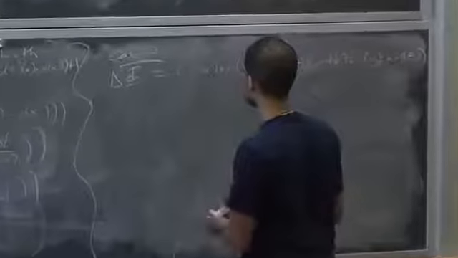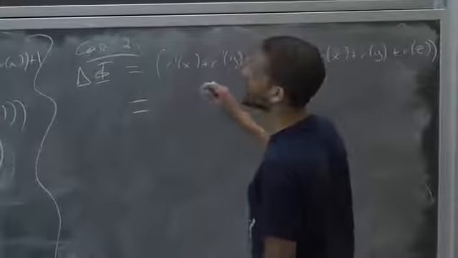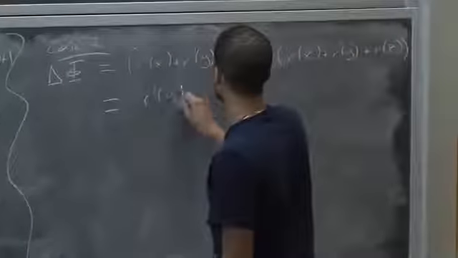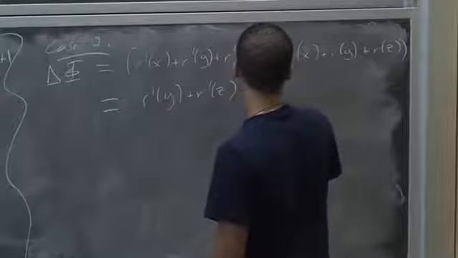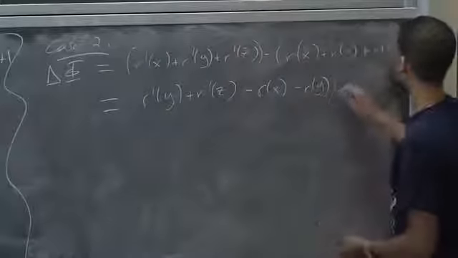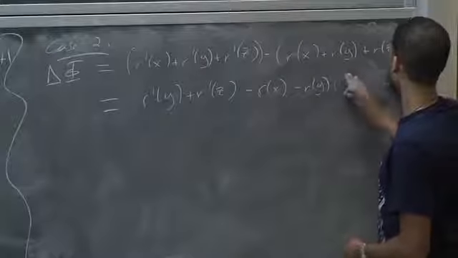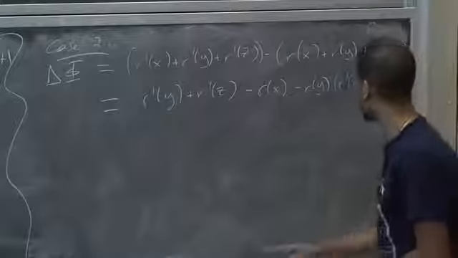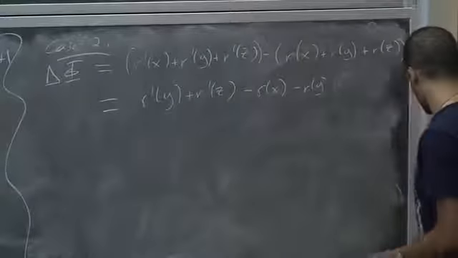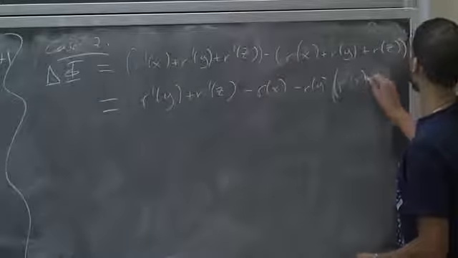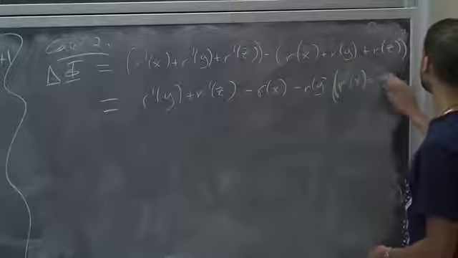So let me write some facts as we observe them. So what got canceled? R prime of x will cancel R of z. So this is equal to R prime of y plus R prime of z minus R of x minus R of y. This is because R prime of x is equal to R of z.